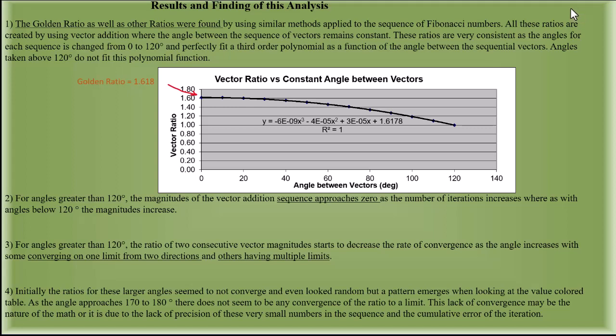Number 3, as the angle is greater than 120 degrees, the ratio of two consecutive vectors starts to decrease the rate of convergence as the angle increases, with some converging to one limit from two directions and others having multiple limits. And then the last point I stated already.